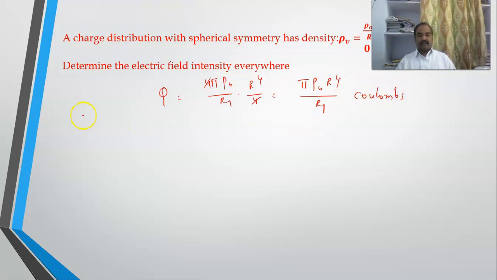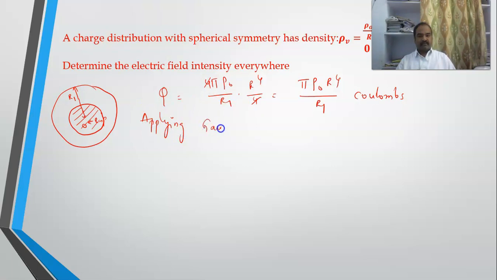Now what you want in this, this is your entire sphere. Now this is O, this is your point P, right, which is at a distance of r. The entire radius is r1, which we have considered. So the charge enclosed by this sphere is, this is the charge enclosed, pi rho naught r power 4 by r1. Now applying Gauss law, I will try to apply Gauss law now.